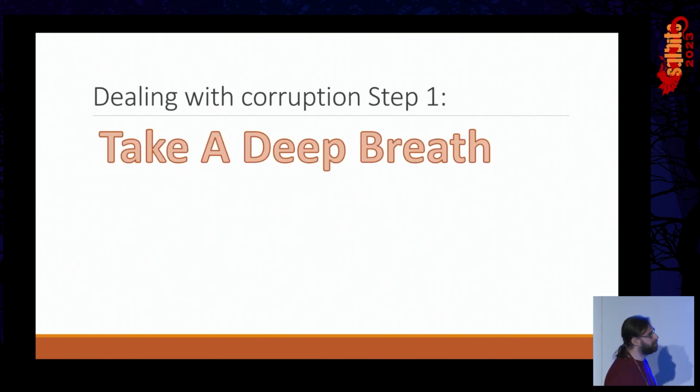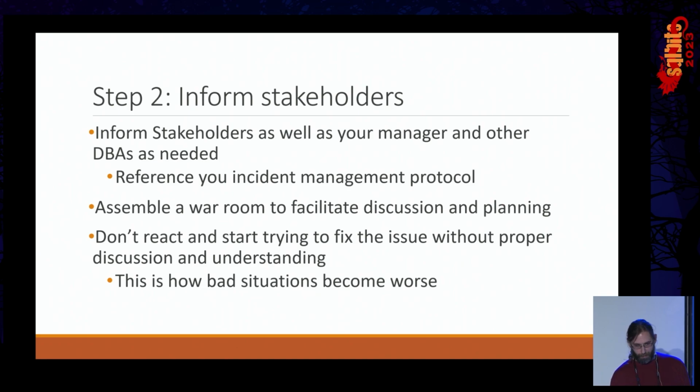So, a few quick things. Step one, when corruption happens: take a deep breath, give yourself a minute or two to compose yourself, relax. And then, let's talk about our role. We would inform the stakeholders. Usually all we should have to do is inform the incident manager on call. This should be documented in our protocols. We get the right people in the room.